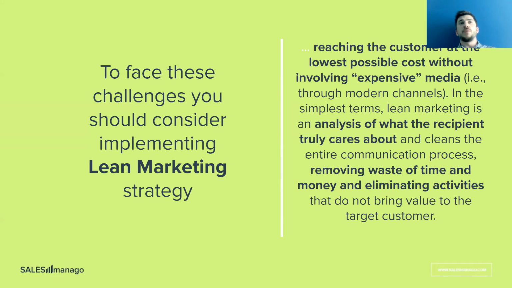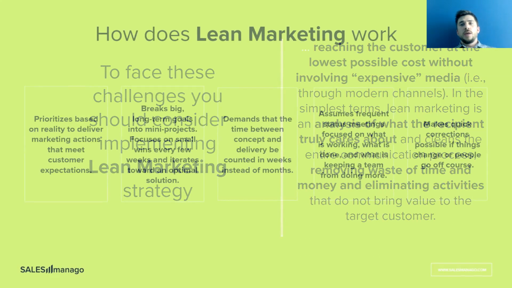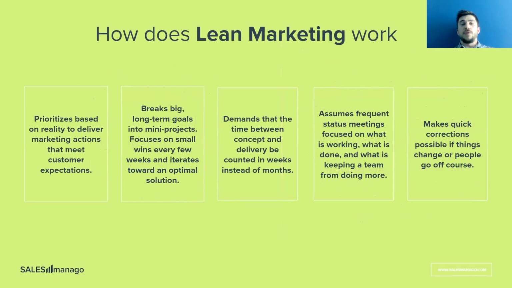We want to remove from our strategy the activities that are not bringing value to the target customer. We want to focus only on the best-performing activities with the best ROI. So how does lean marketing work? First of all, it prioritizes based on reality. I'll be reading and explaining in more detail. The priority is on the activities that bring value to the customer and meet their expectations.